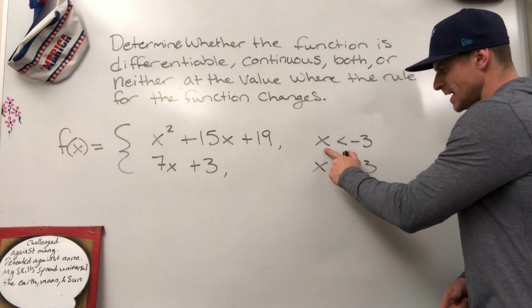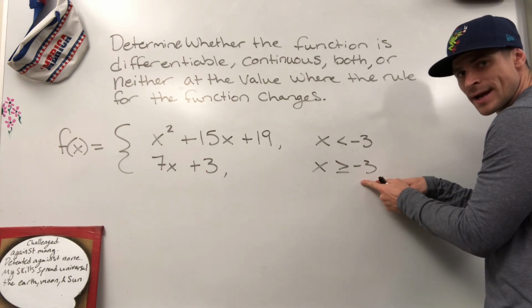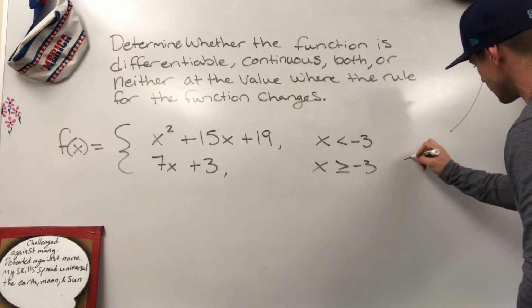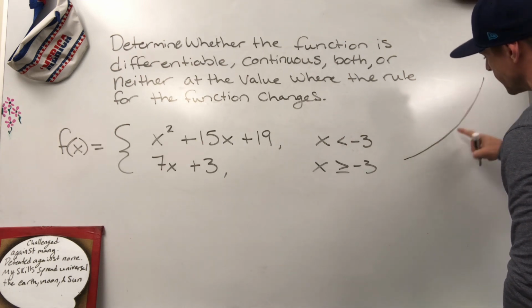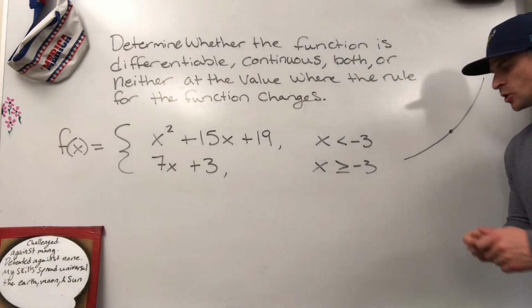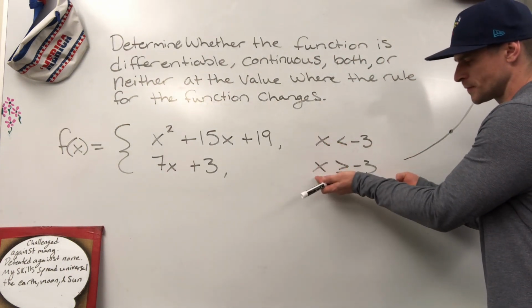We're approaching -3 from the left side. Here we're approaching -3 from the right side. And what we're trying to determine is if this function is going to meet this function and they're going to continue right through one another. Okay, meaning they'd have to have the same value there. So we want to see if as we approach from the left, do we get the same value as when we approach from the right?